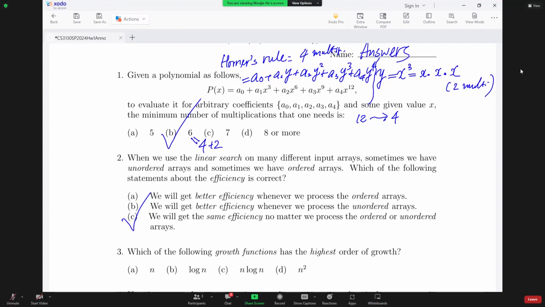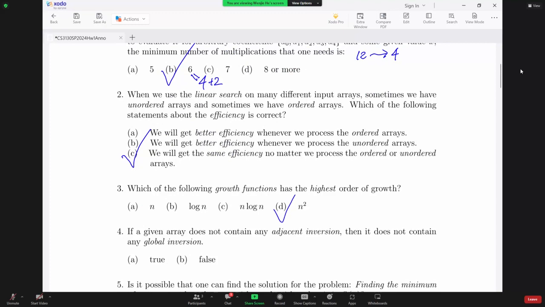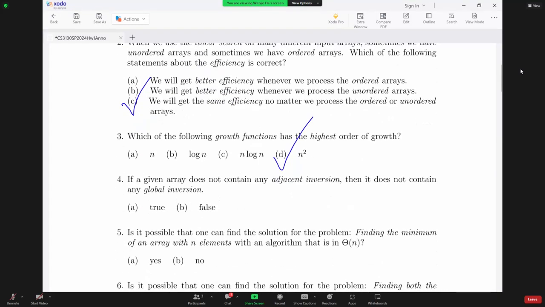So here, the reason we do not do detection is because it's too expensive. We don't want to do detection, so we just apply linear search directly. No difference, ordered or unordered. All right. Number 3, easy question. Highest order of growth.